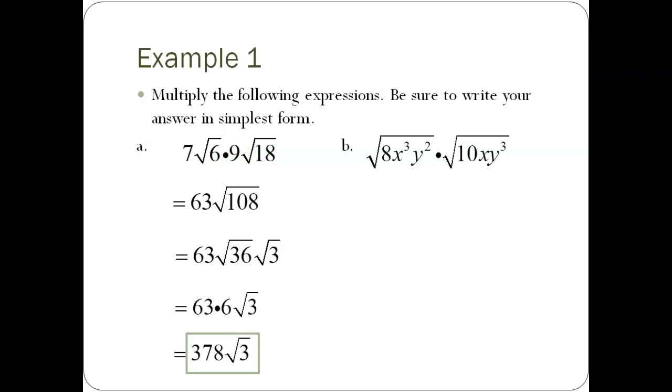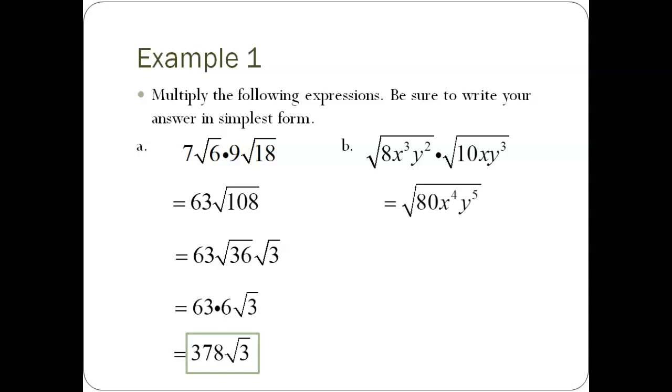All right, let's do an example where we have variables. So we have the square root of 8x cubed y squared times the square root of 10xy cubed. Everything's under the square root, so we can multiply all of this and it will all go under a square root. That would be the square root of 80, x to the fourth, y to the fifth.